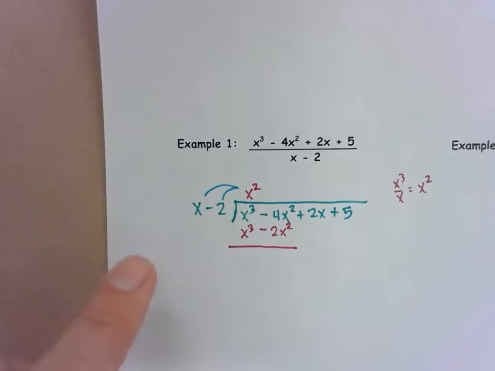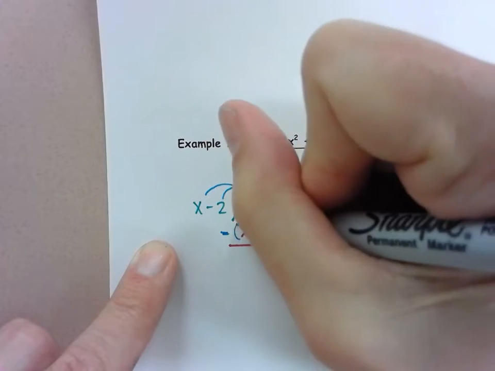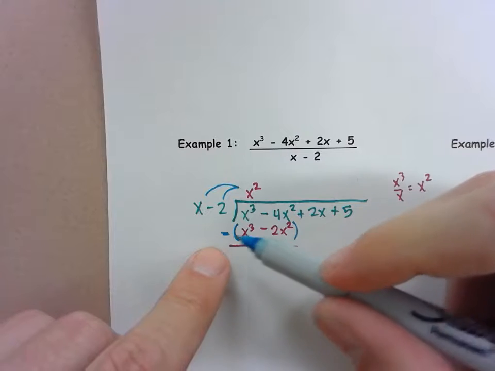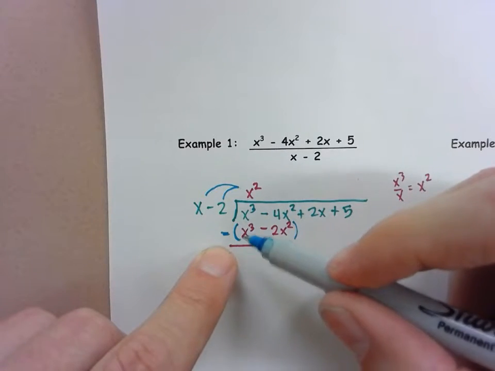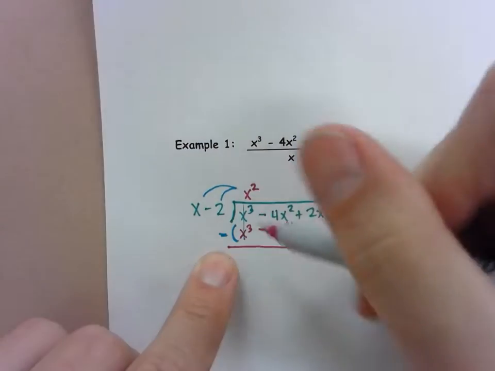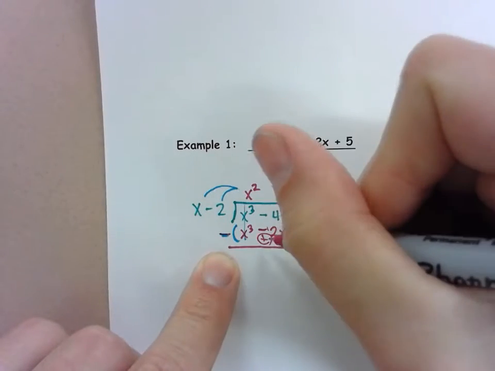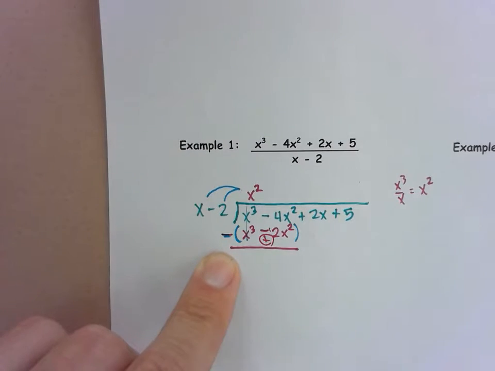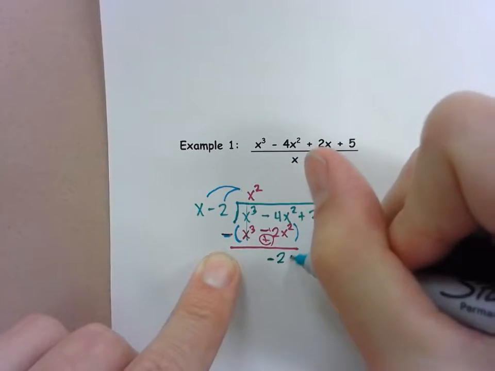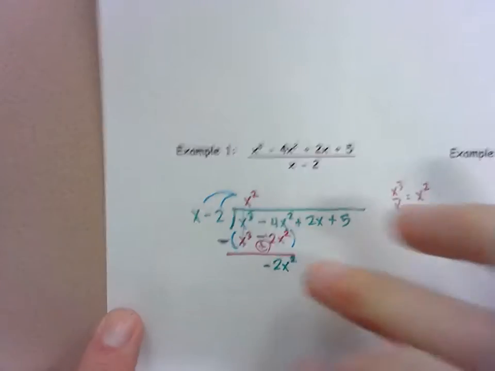Now we have to subtract downwards. In order to subtract, I like to put everything that I have down here in parentheses. What that's going to do is change the sign. So this is going to be a negative x cubed. Those will cancel out. And then this negative is going to end up being a positive. So that's really negative 4x squared plus 2x squared. And negative 4x squared plus 2x squared is negative 4 plus 2, which is negative 2. And bring down the x and its exponent. So that is what I have after I subtract this.